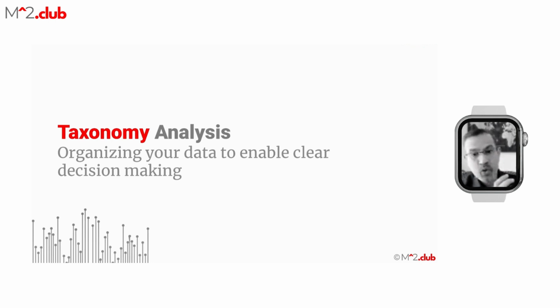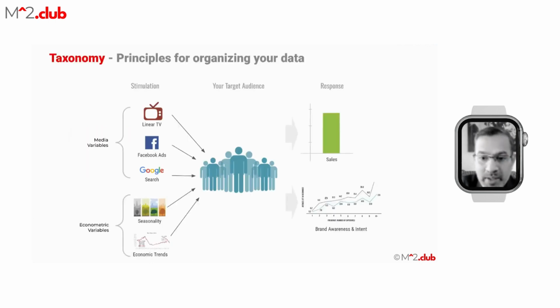What is a meaningful way to group channels in a way you can make clean decisions? That is what we call taxonomy. Okay, it's why we need taxonomy. Now, how do you think about that? Before we go into taxonomy, think of this as a simple process.